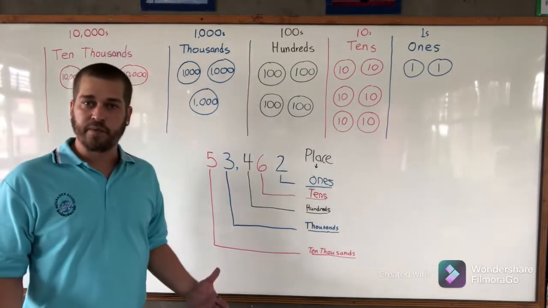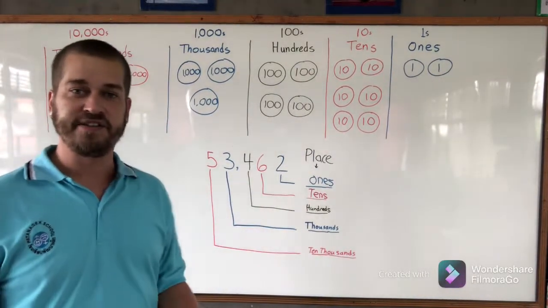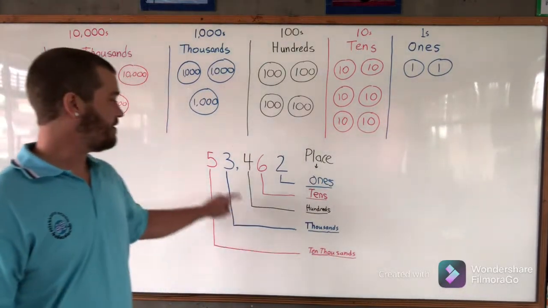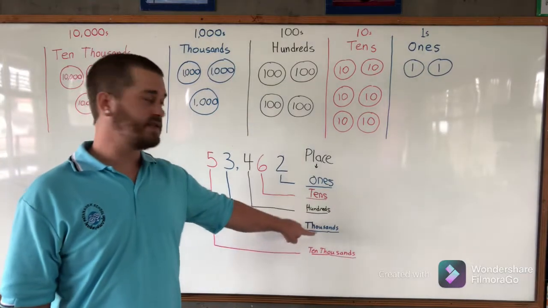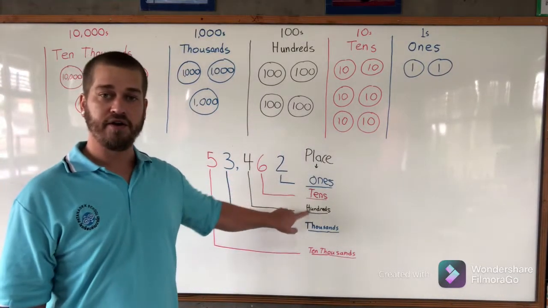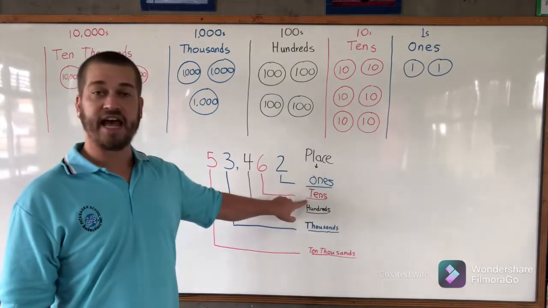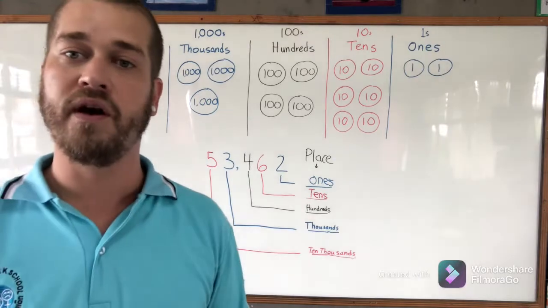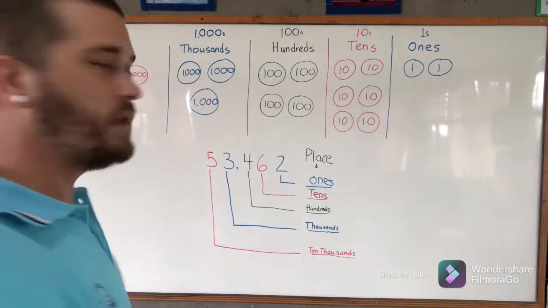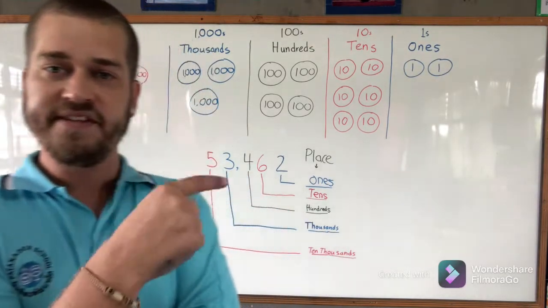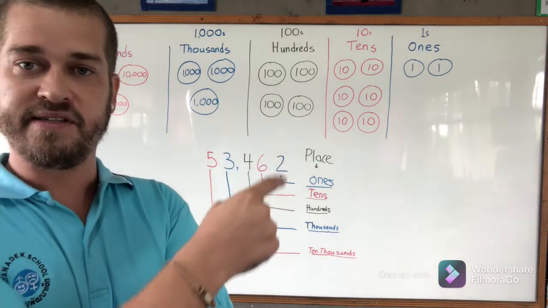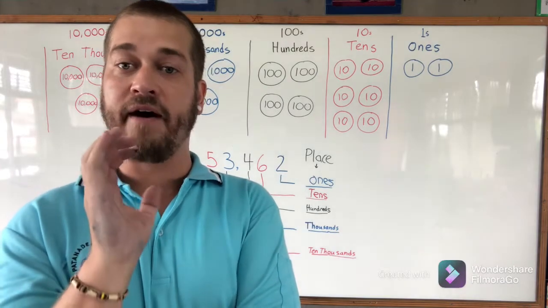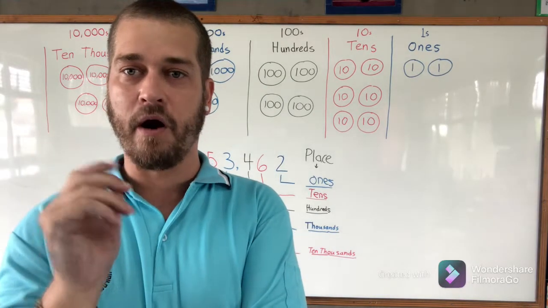So when we look at this, when we're all finished, it's very easy to understand that there are 5 10,000s, 3 1,000s, 4 hundreds, 6 tens, and 2 ones. So together that makes 53,462. Pretty easy, right? So this is what place each number is in an actual number. But we also need to figure out what the value of each of them is. What would they be if they were all alone?